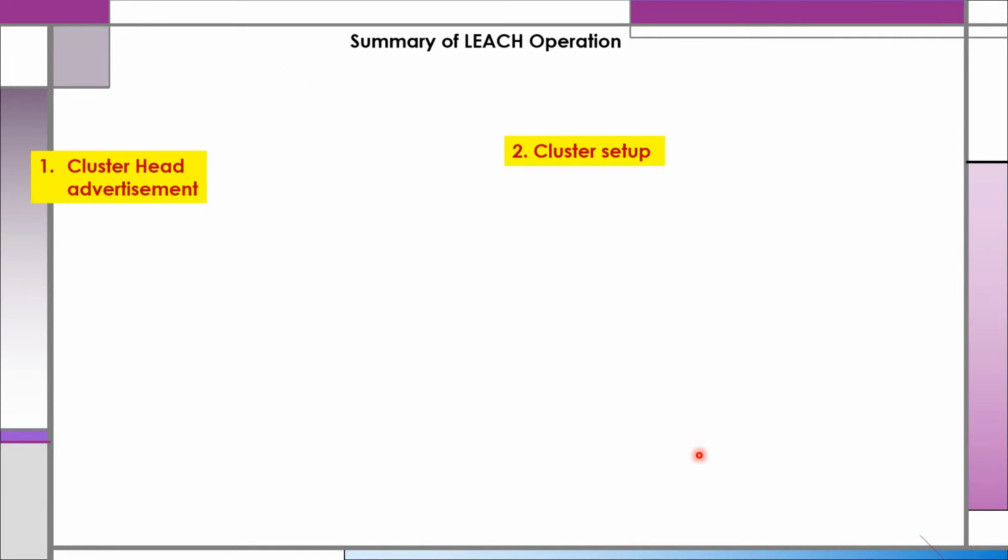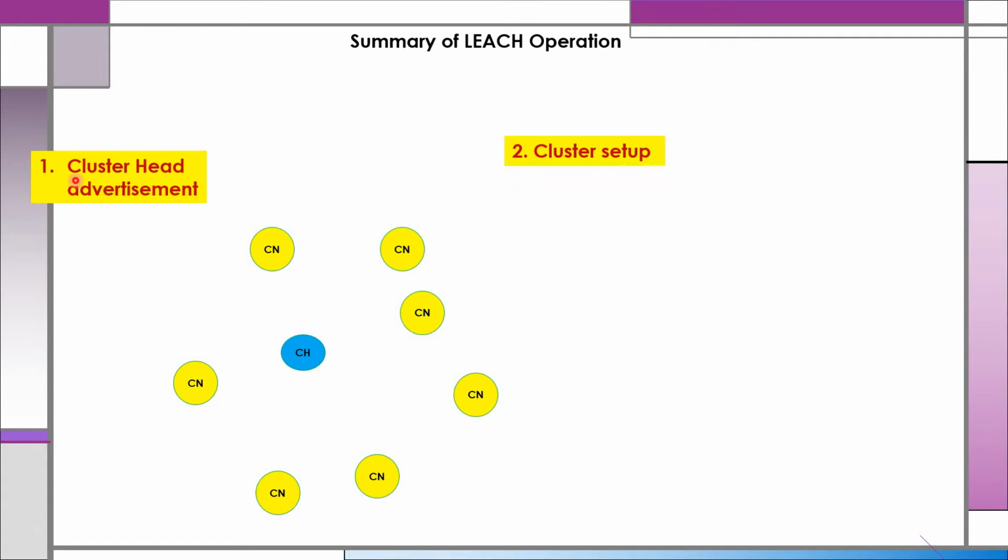In the summary of the entire LEACH protocol operation, we have the set of nodes. In this set of nodes, CH represents the cluster head and CN represents the cluster node. In the first phase of the operation, the cluster head advertisement, this particular cluster head transmits the advertisement message to all the nearby nodes to become a cluster head.